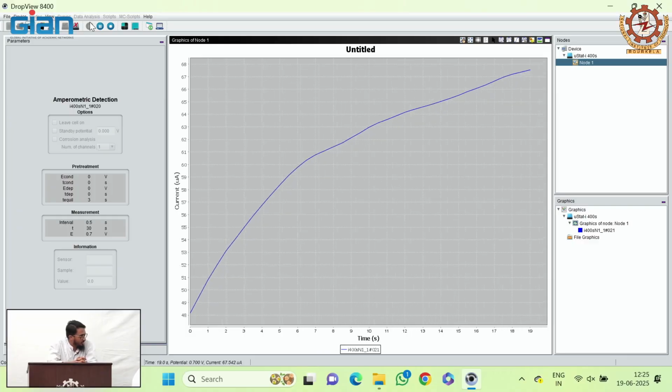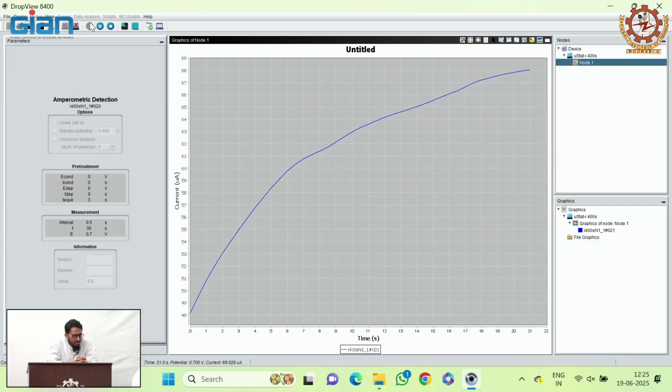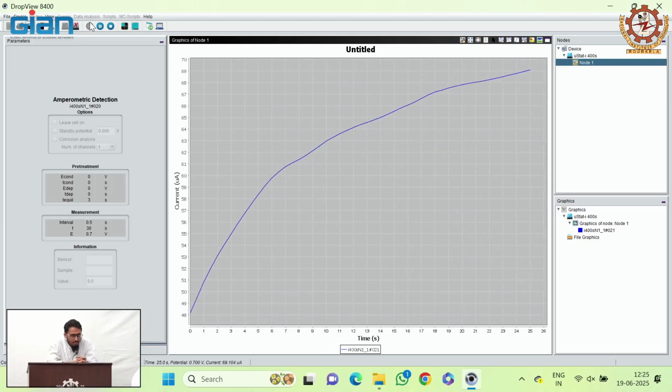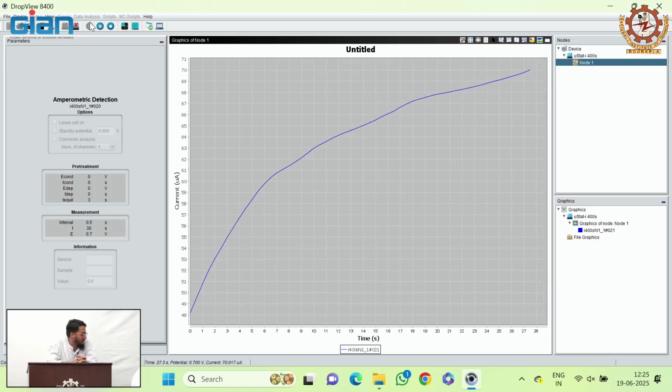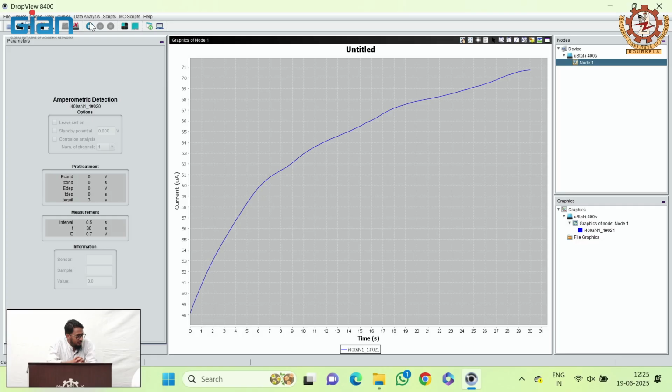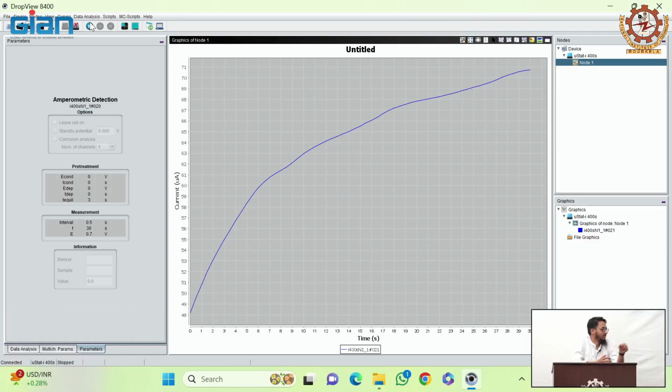So at the end of the 4-step calibration, we will plot a straight line and we'll see if it is working or not. If not, we'll do it again in the next session. Done. 71 microamps. Switch to the, yeah.